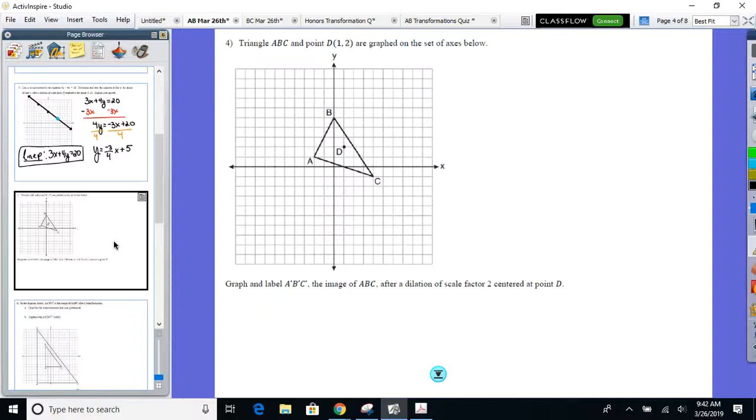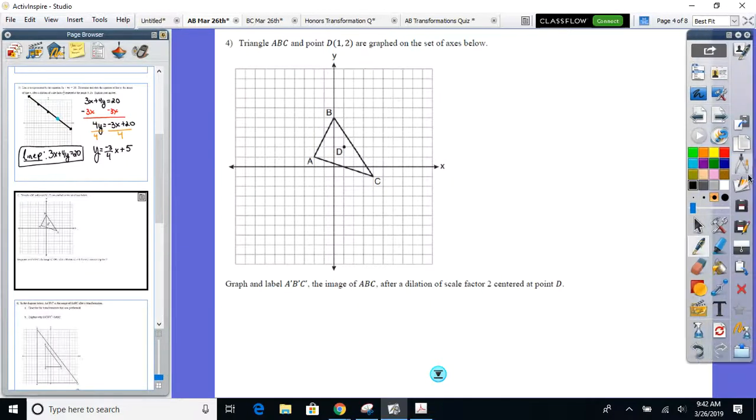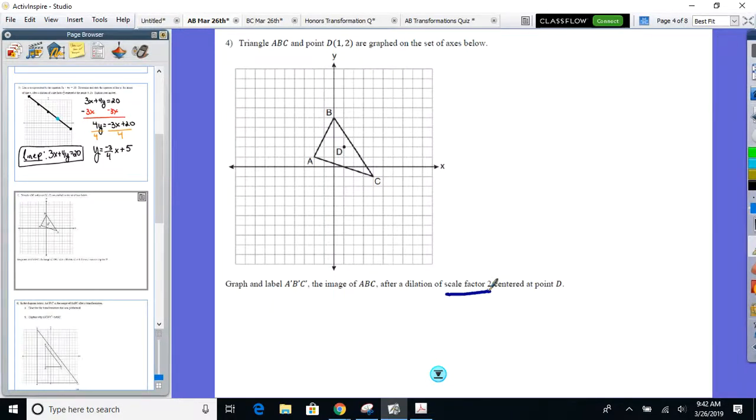So you got triangle ABC. We're going to dilate around point D with a scale factor of 2. Are the points going to get further or closer to point D? Further. We're going to double the distance, right? We're going to double the distance.